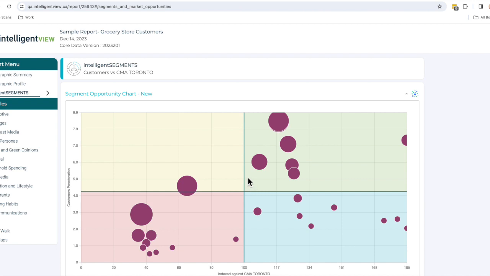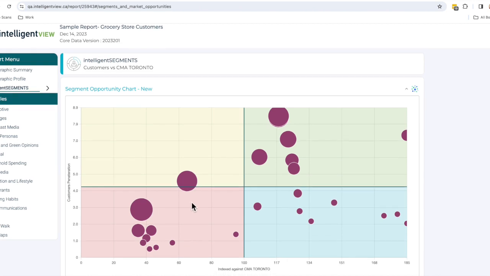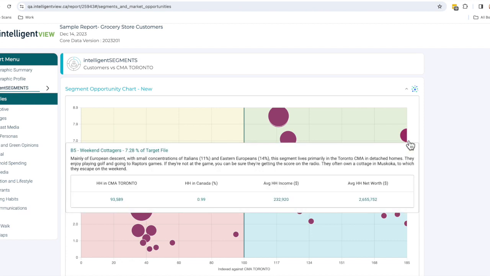The x-axis is the index of the file penetration against the benchmark penetration around a base value of 100. So, the horizontal location of a bubble indicates the relative index of the segment against the benchmark. Index is a rough indicator of how much more likely you are to find this segment in your target audience than you would randomly in the market. So, a high index on a segment indicates that the benchmark is more likely to mimic the target file's behavior and perform well given the same marketing efforts.